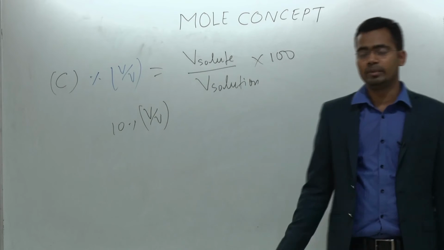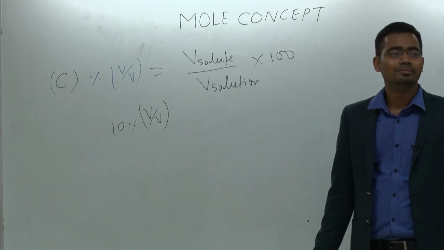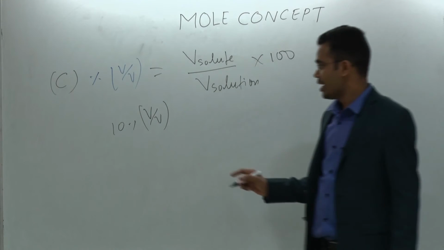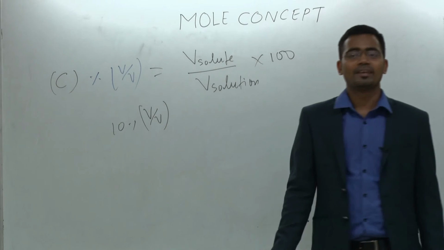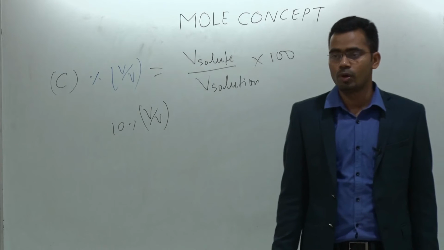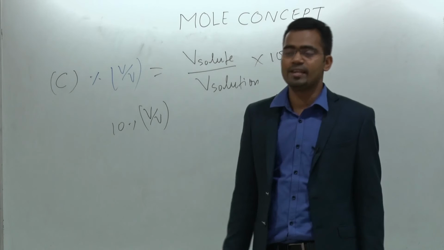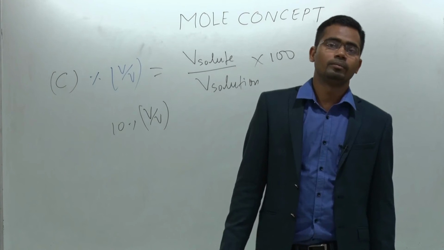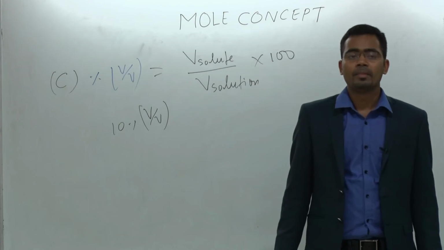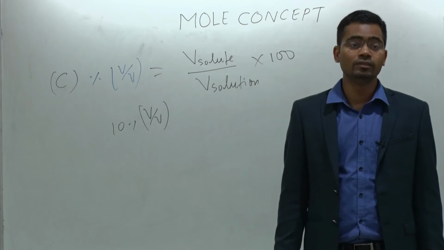So 10% volume by volume is given. What does it mean? 10 ml of solute present in 100 ml of solution. You can also say in liter.